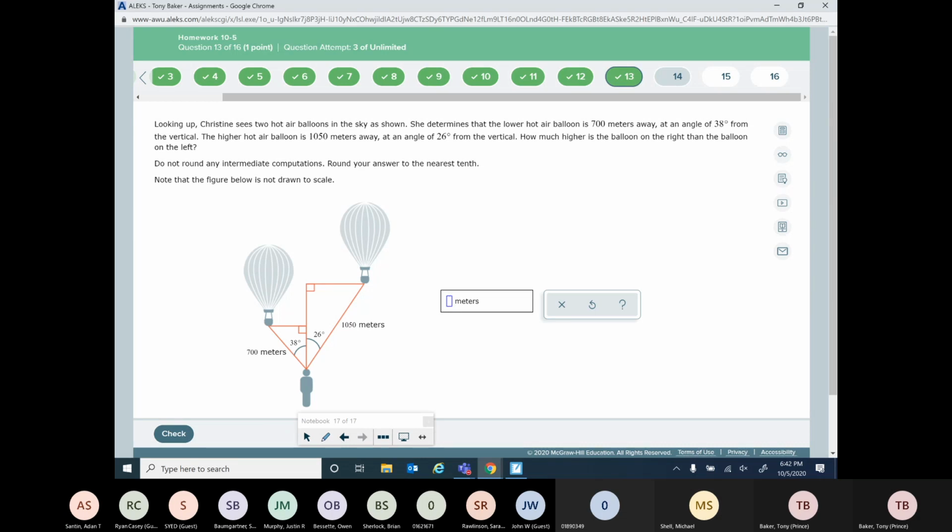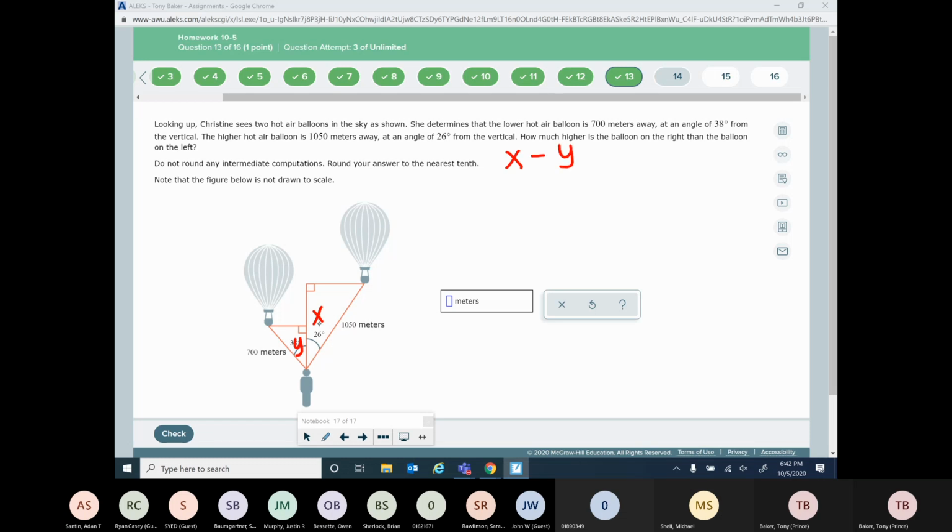So looking up, Christy sees two hot air balloons in the sky. She determines that the lower balloon is 700 meters away at an angle of 38 degrees. The higher hot air balloon is 1,050 meters away at an angle of 26 degrees from vertical. How much higher is the balloon on the right than the balloon on the left? So in this case, I'm going to take the taller balloon, so we'll call that x, and we're going to subtract off the y to figure out the difference in the heights. So we're going to do x minus y in this problem.